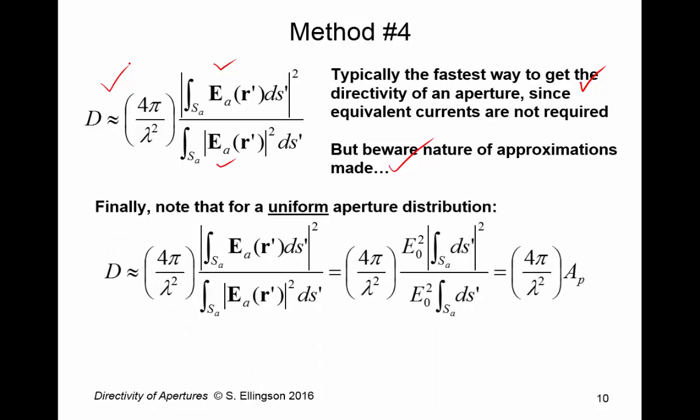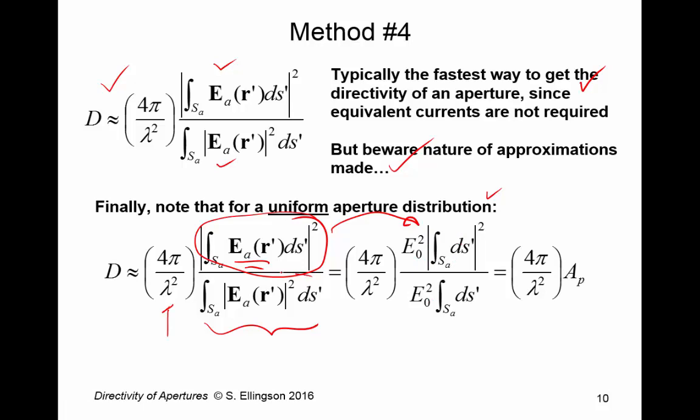So let's just try this for a case where we know it should work: the uniform aperture distribution. What happens? Well, here we get this. This is simple to compute because this is a constant over the aperture. That constant can have a value E naught. That E naught factors out of the integral, and then what we see is E naught squared times the magnitude of just an integral over an aperture.